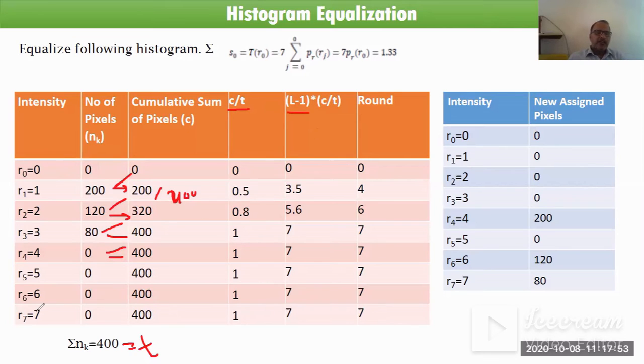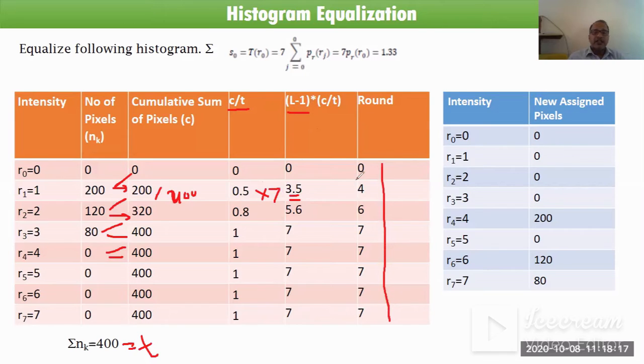So what is L? L is nothing but the total number of intensity values. There are 8 values, so L minus 1 is equal to 7. Then 7 into c by t, so we multiply these values by 7 and we get this value. In this way we can calculate this. Then we can round this. So these are the new intensities.